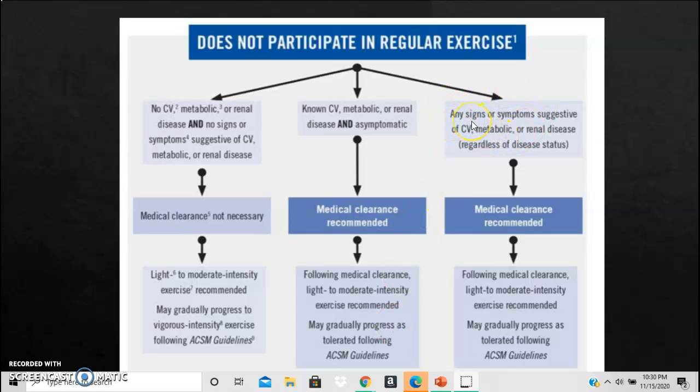If the client has any signs or symptoms which are suggestive of a cardiovascular, metabolic, or renal disease, regardless of whether or not it is a diagnosed disease status, they should get medical clearance. Following the medical clearance, they should be able to progress onto a light to moderate intensity exercise recommendation. And of course, they may gradually progress as tolerated by the ACSM guidelines.